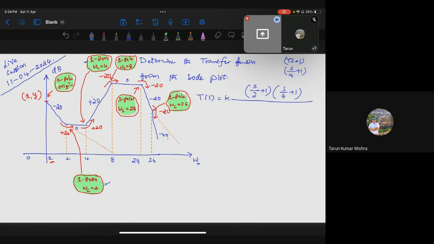Any doubt? What are the poles? One pole at 0. Another pole at omega c equal to 8. Another pole at this location, and another pole at this location. Is this clear? Yes, sir. Now you see carefully.